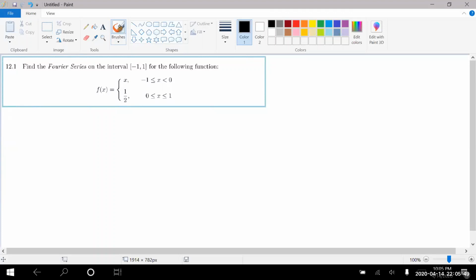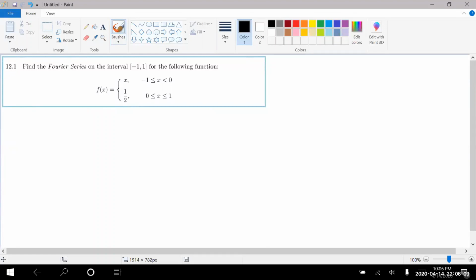This is 12.1a on finding the Fourier series representation of a piecewise function. Okay, and I know it looks a little bit weird, but it's really not that bad, and I actually really like Fourier series, so hopefully you guys do too.